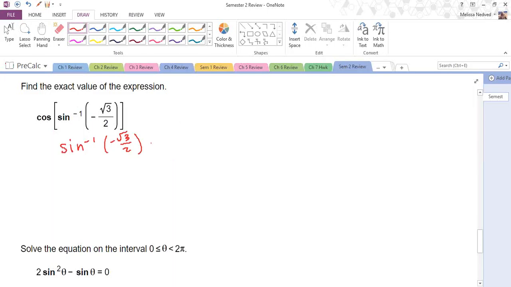And remember we said when we're working with inverse trig functions, go ahead and set it equal to theta, and then rewrite it so it's no longer inverse by switching your values. Sine of theta equals negative root 3 over 2. So what we're saying here is, what angle do we have when our sine value is negative root 3 over 2? Or what is the radian value when the y value is negative root 3 over 2? Let's look at our unit circle.